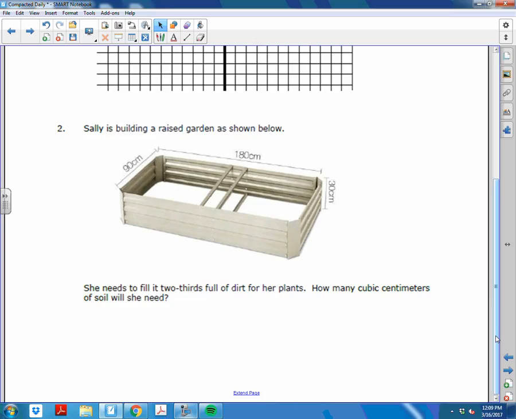Okay, so on this one it says, Sally's building a raised garden as shown below. She needs to fill it 2/3 full of dirt for her plants. How many cubic centimeters? Well, whether it's 2/3 full or we're using cubic centimeters, what do we know we're finding? We're finding volume because we're filling something. Remember, volume is about filling something. This is V equals area of the base times the distance between the bases.